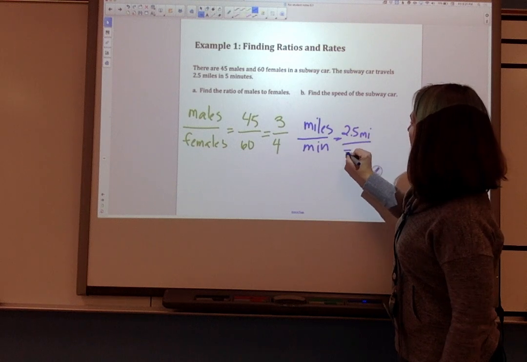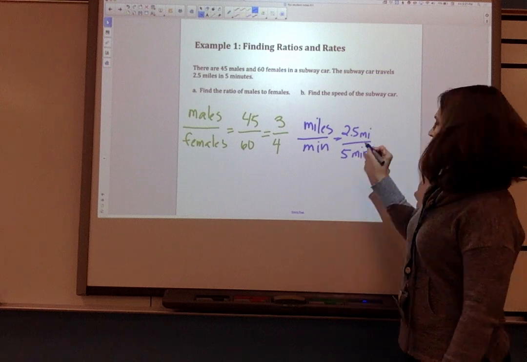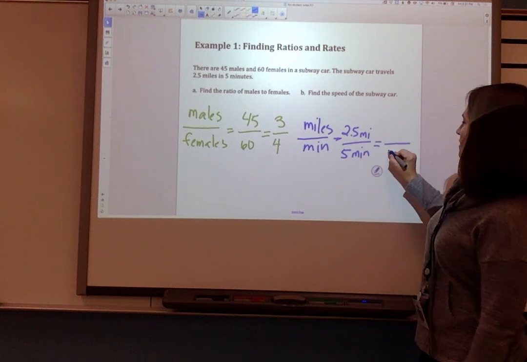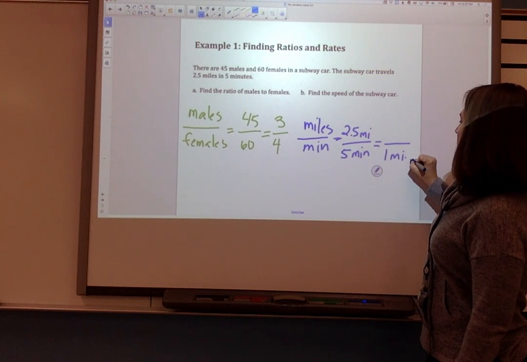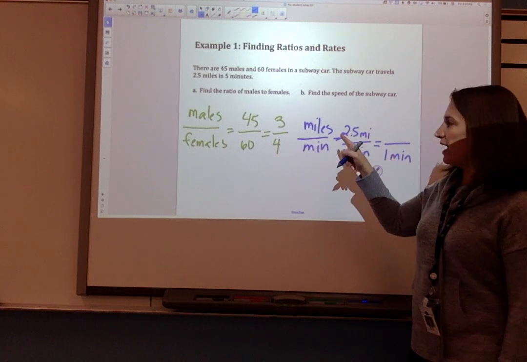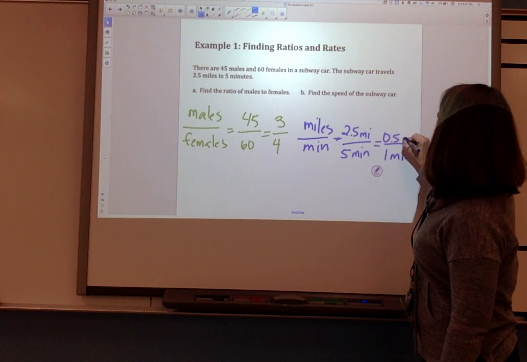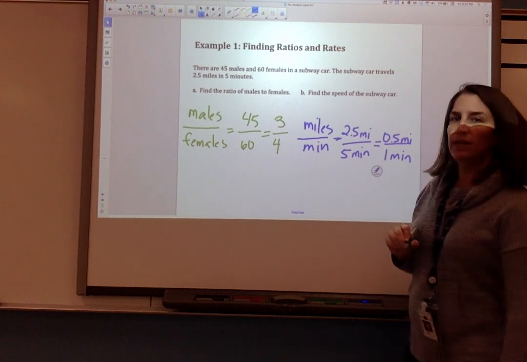miles in 5 minutes. Now, to write a unit rate, we want to know how far does the subway car go in only 1 minute. So to get from 5 to 1, we divided by 5. We're going to do the same thing with miles and get 0.5 or half of a mile in 1 minute.